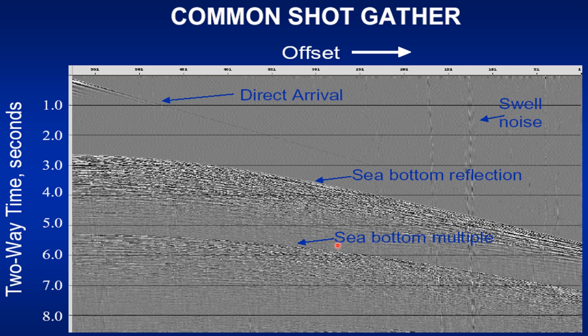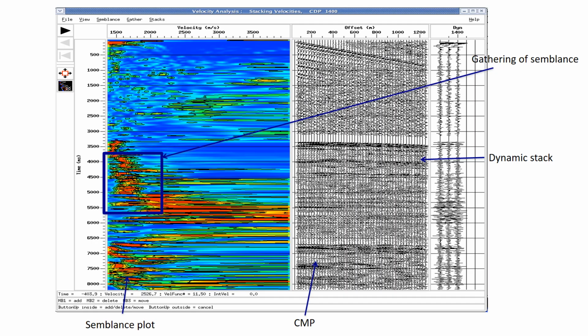In my last and fourth lecture, on shallow seismic acquisition, I demonstrated some typical examples of shallow seismic. This is a deep seismic acquisition where the TWT will be more, meaning more depth, and there is a noise called swell noise. We have to get rid of the swell noise and direct arrival, and attenuate the multiples. Our primary objective is to get only the sea bottom reflection.